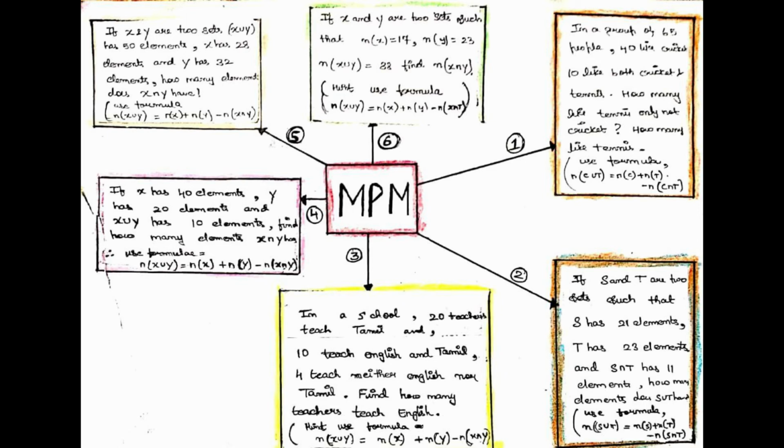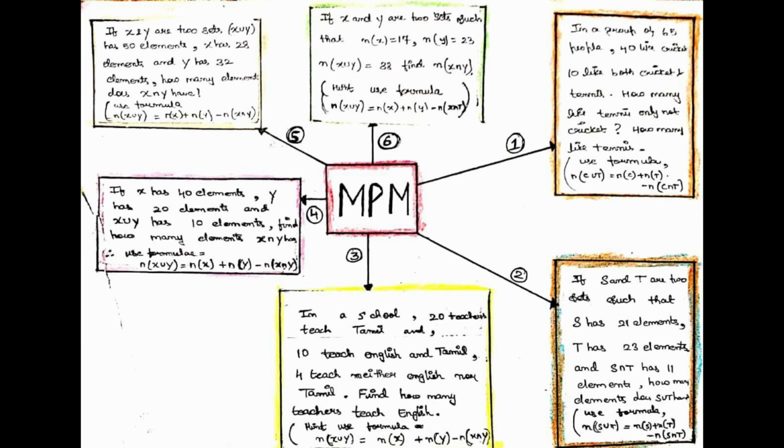Here the hint is to use the formula n(C ∪ T) = n(C) + n(T) − n(C ∩ T). Question number 2. If S and T are two sets such that S has 21 elements, T has 23 elements, and S intersection T has 11 elements, we have to find how many elements S union T has. The hint formula is n(S ∪ T) = n(S) + n(T) − n(S ∩ T).